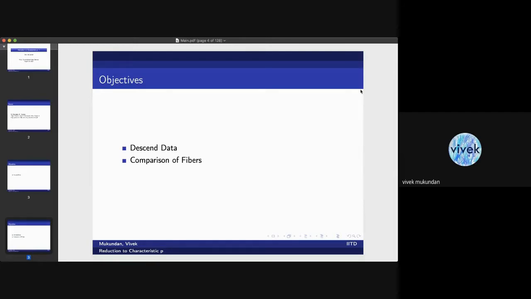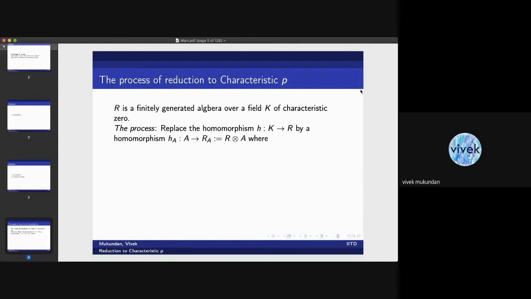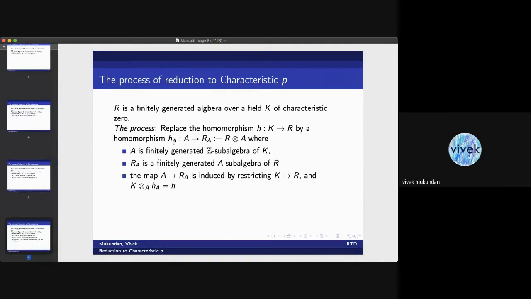These are the two steps of the process. The general idea is that if you are given any finitely generated algebra R over a field K of characteristic 0, the process is to replace the homomorphism from K to R by a homomorphism H sub A from A to R_A. Here R_A is defined to be R tensor A, where A is a finitely generated Z-algebra, and R_A is a finitely generated A-subalgebra of R, and the map A to R_A is induced by restricting the map K to R, and the map H is nothing but the tensor of the map H_A with K.